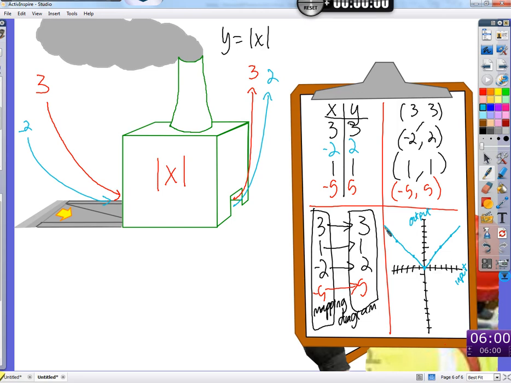As I just noticed Friday with my other Alpha 2 classes, there was more confusion about this than I had realized from previous years. Okay, I hope this helps. Does this clear up what a graph is, what it represents? It's not just magic. It actually is very specific. It tells you what's going in, what's coming out of the function. Okay.